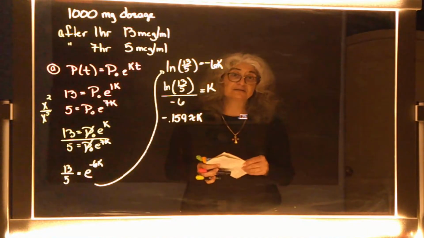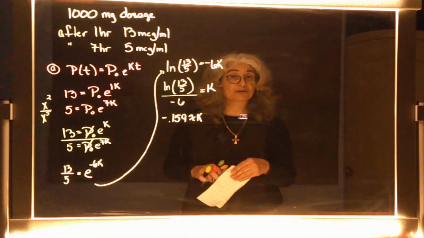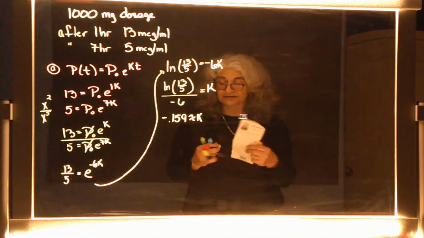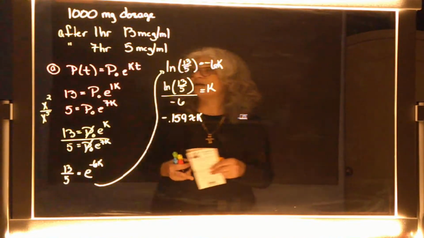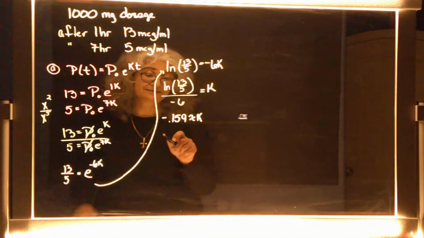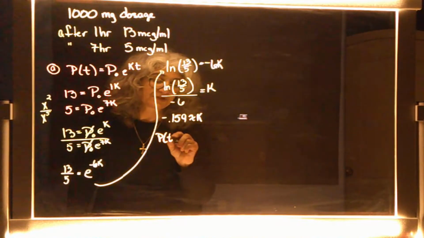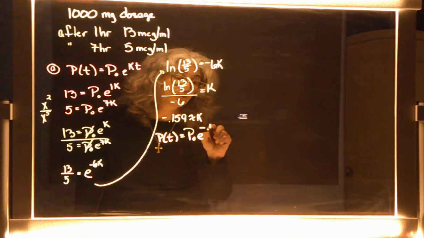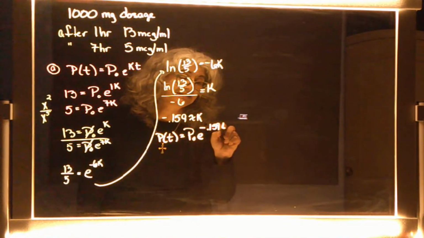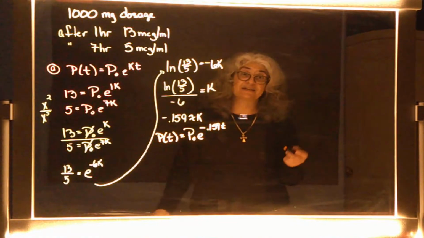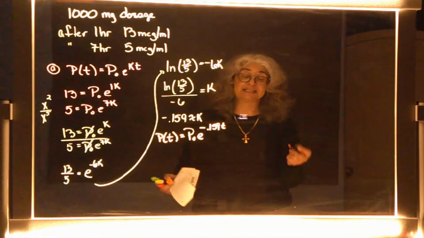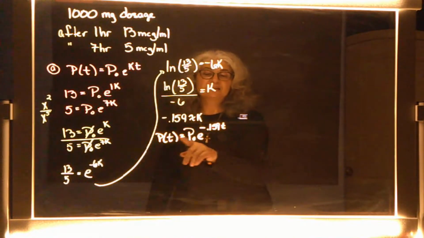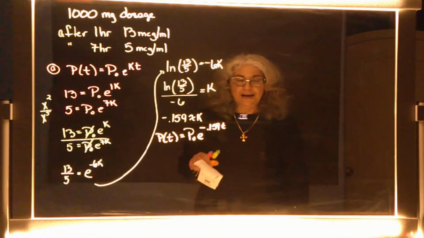Got it so far? Okay, so here's the deal. Our function right now is looking like P of t is equal to P sub 0 e to the -0.159t. And gratefully the k is negative because it did tell me it was an exponentially decreasing model, right? Okay. Found the k. This is what it looks like so far.